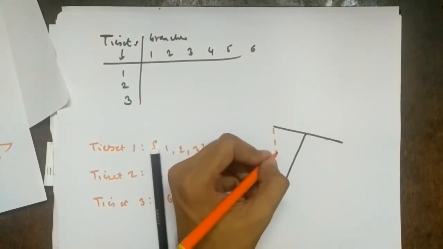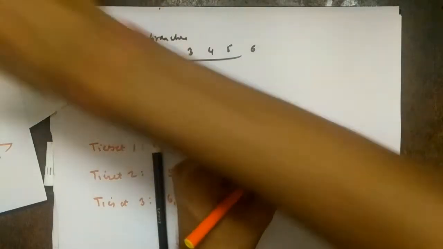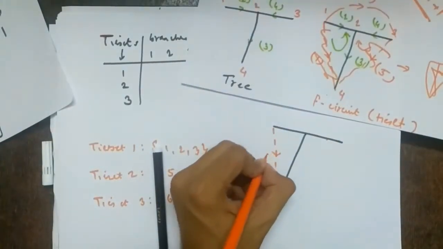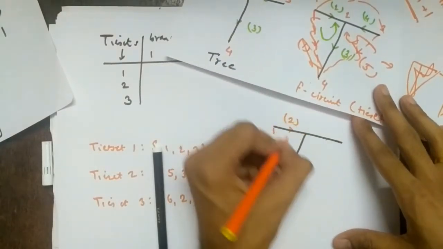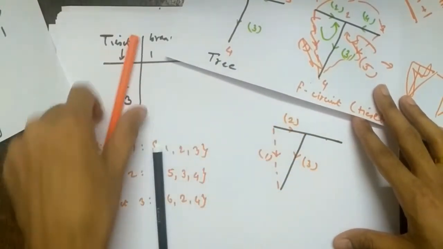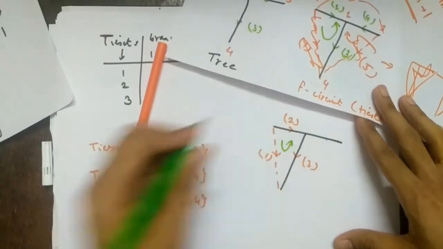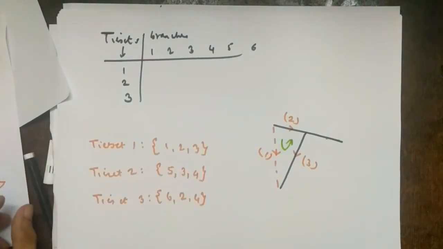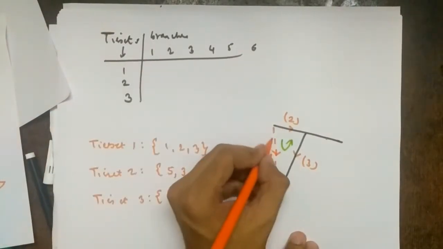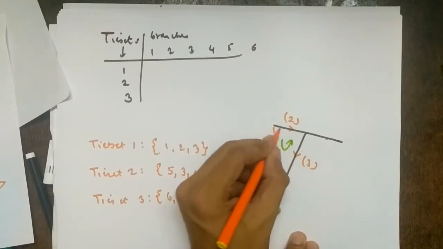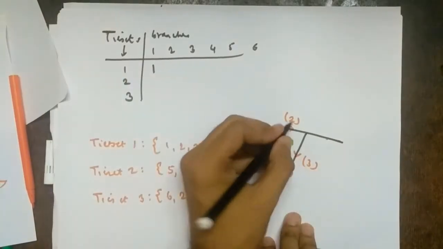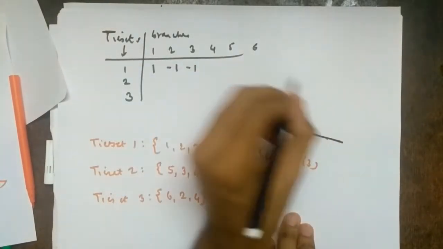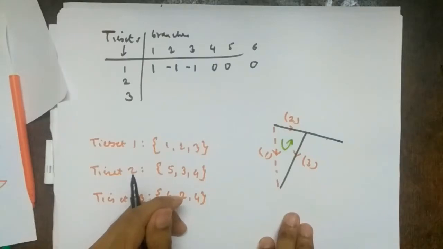So what was the orientation? This was branch 1, this was branch 2, this was branch 3, right? So what orientation do I have to take? Like this, right? So only branch 1 is in the same direction, so this will be 1. Branches 2 and 3 are in the opposite direction, so -1. These are not concerned, so these are 0, right?